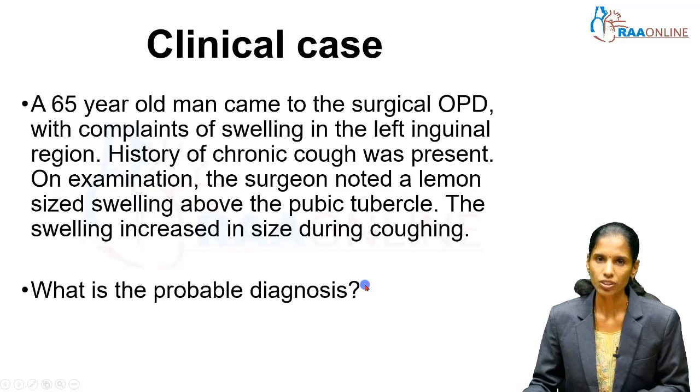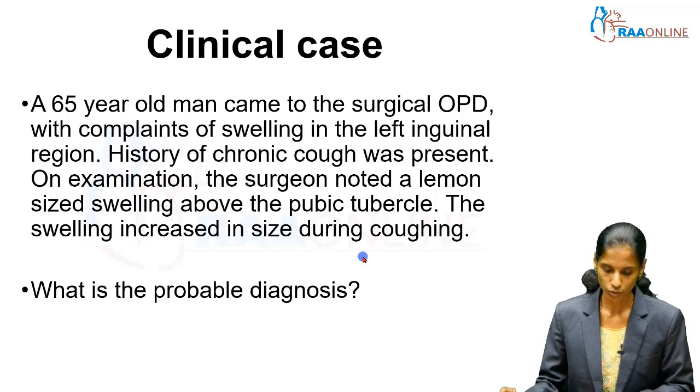We will start the discussion with a clinical case. A 65-year-old man came to the surgical OPD with complaints of swelling in the left inguinal region, with a history of chronic cough. On examination, the surgeon noted a lemon-sized swelling present above the pubic tubercle. The swelling increased in size during coughing. What is the probable diagnosis?